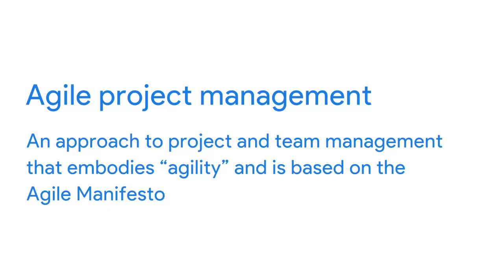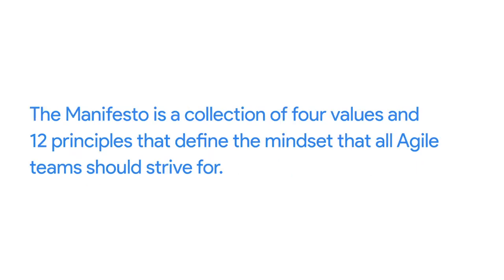But what do we mean by Agile project management? Agile project management is an approach to project and team management based on the Agile Manifesto. The Manifesto is a collection of 4 values and 12 principles that define the mindset that all Agile teams should strive for. So in very basic terms, waterfall is linear and sequential and does not encourage changing up the process once it has started. Agile, on the other hand, is iterative, flexible, and incorporates necessary changes throughout the process.